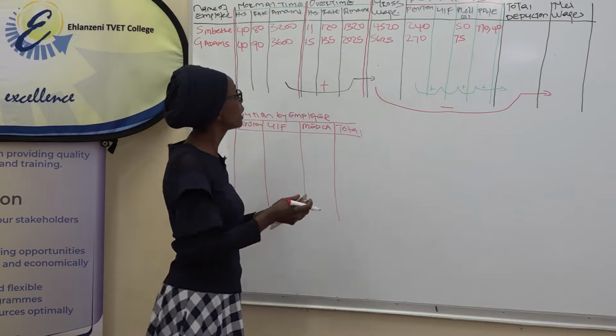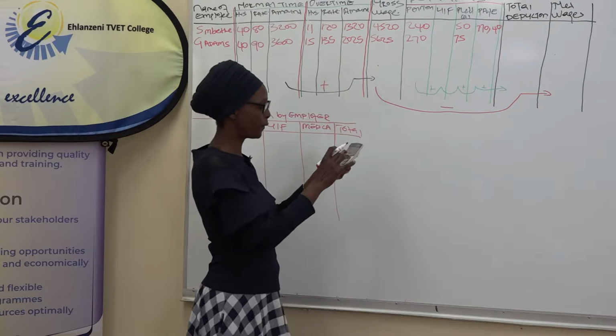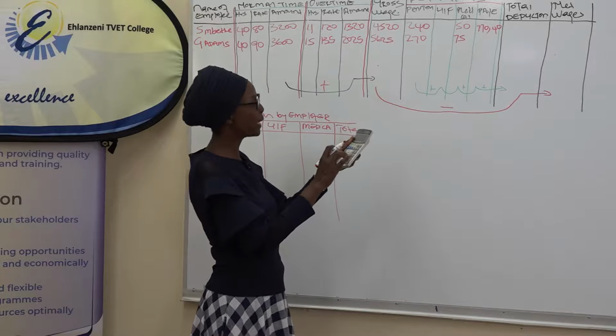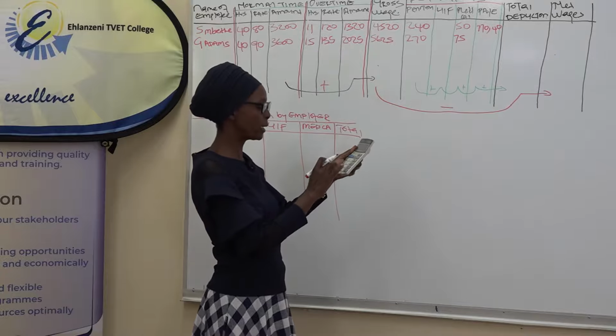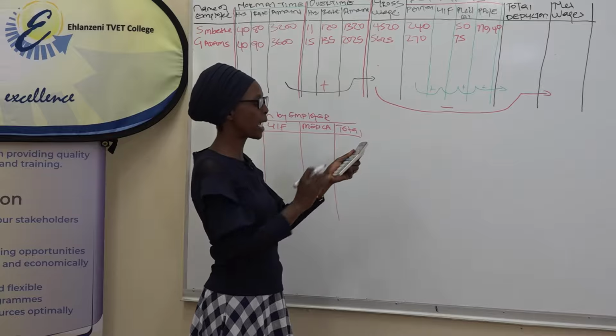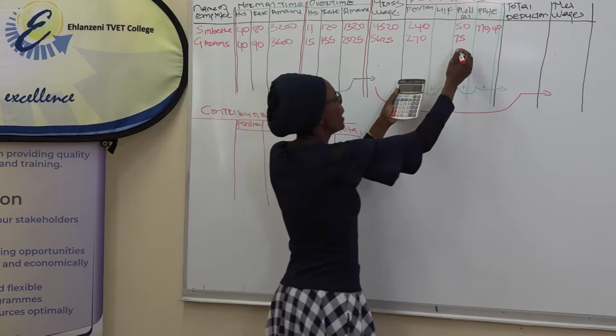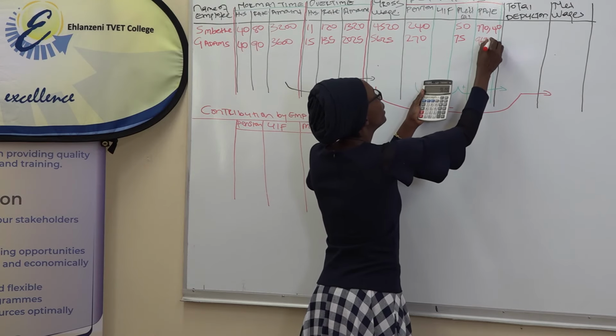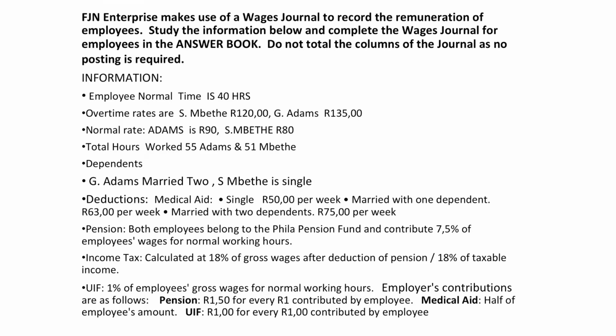Okay, the next employee is 5,625 minus the pension, minus 270, multiplied by 18%. The pay as you earn is 963.90. Okay, let's go to the next deduction, the unemployment insurance fund.